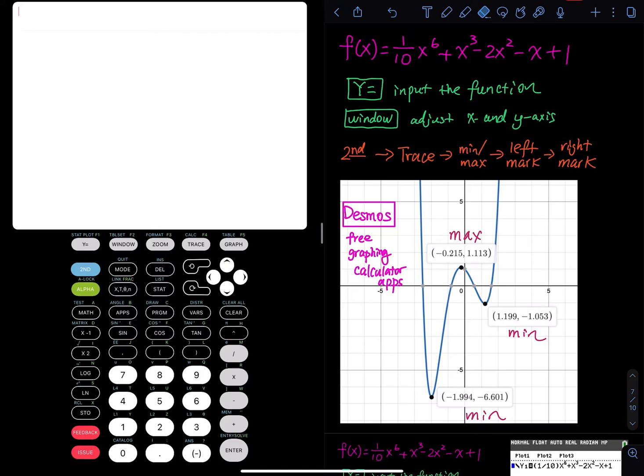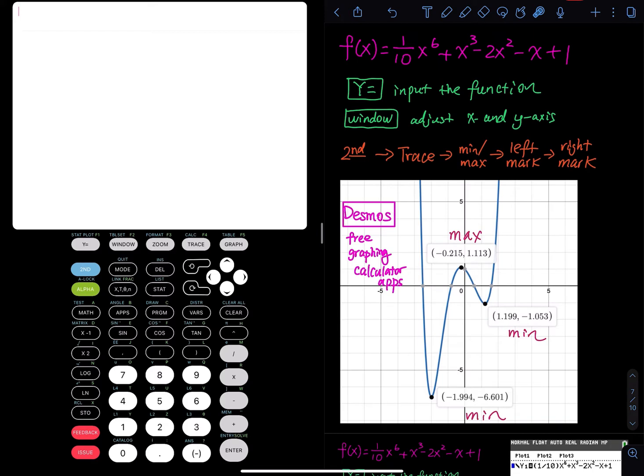So the function that we will be using is on the right hand side. That is f of x equals 1 over 10 x to the 6 plus x to the third minus 2x squared minus x plus 1. If you are using Desmos, which is a free graphing calculator app, you can Google that, and you can use it on your computer, your phone, or your tablet. Very easy to use.